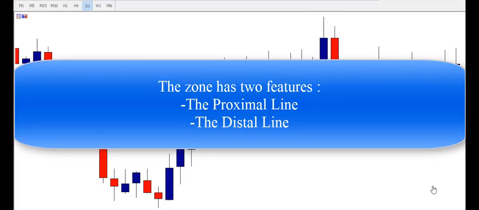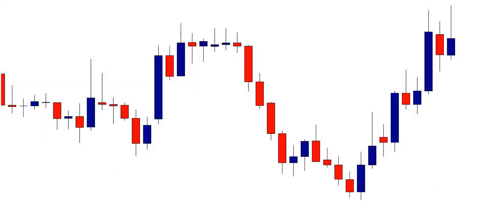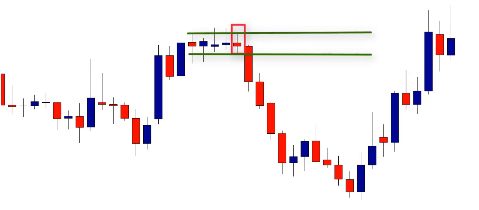The zone of supply and demand can be identified by drawing two features, the distal line and the proximal line. When drawing a supply zone, as you can see in this example, we draw a proximal line that covers the lower shadows of the basing candle and the distal line at the upper shadow of the candle, as you can see here. If the candle has no upper or lower shadow, we draw the lines at the lowest close and the highest close of the candle.